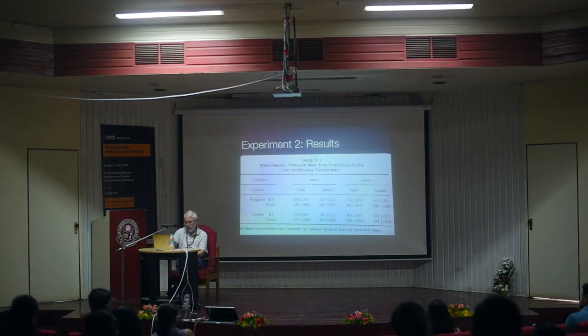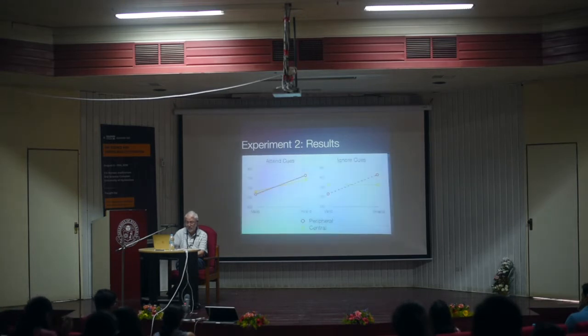So these are the data, but we're going to skip over them and plot them. When participants were told to attend to the cues, whether they were central or peripheral, they could do it. And the effects are quite similar for the central and peripheral cues.